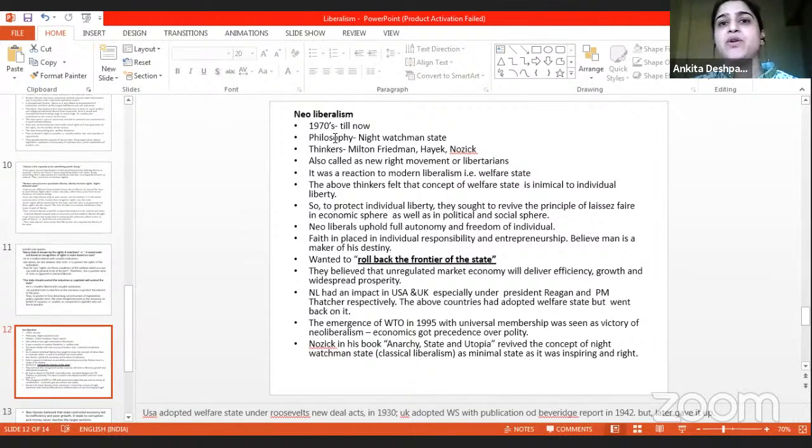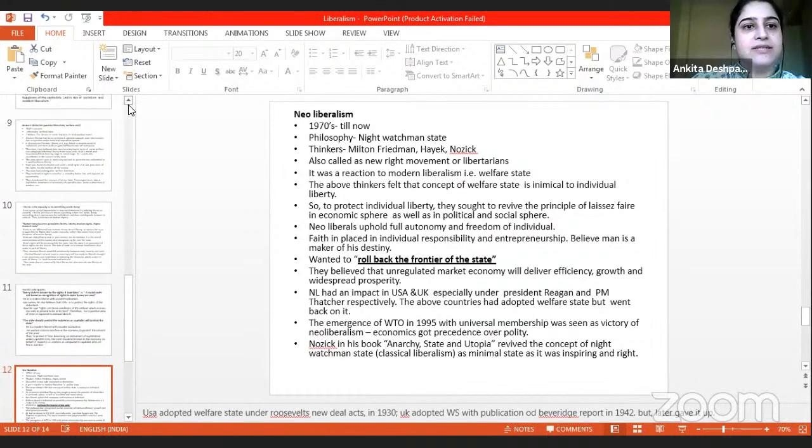But then again, people were not happy with it. Comes the concept of neoliberalism. So liberalism has only three tenets: classical, modern or welfare state, and neoliberalism. Okay. Neoliberalism came after the 1970s till now. Again, the concept of night watchman state, meaning necessary evil. The state is required only for protection and defense purposes. So it is nothing but the contemporary concept of classical liberalism.